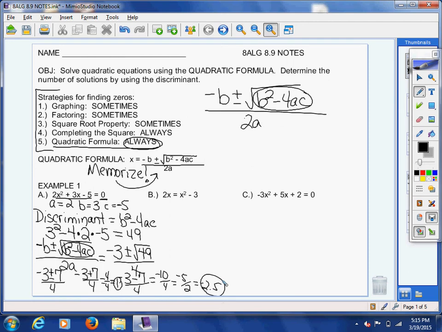I really love the quadratic formula. I just don't feel like I have to spend as much room on my paper doing all this stuff. It doesn't seem as complicated to me as completing the square, but it might look complicated to you. So anyway, that's how you do that.